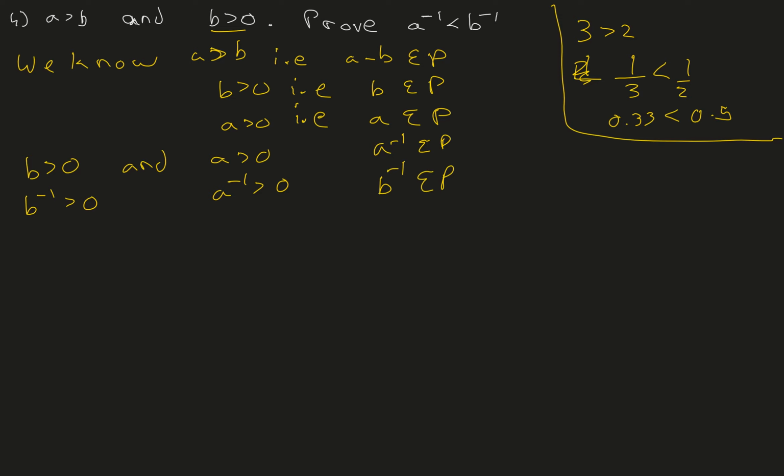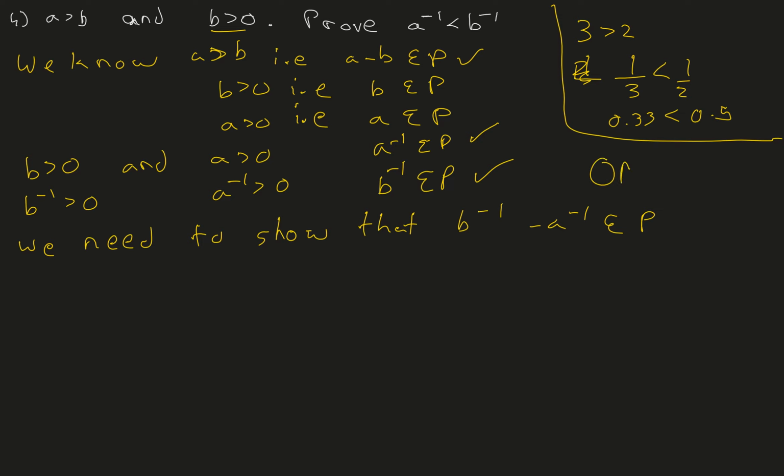So let's see how we can manipulate what we know to show what we want. We need to show that B inverse minus A inverse is in P. So let's see how we can do that. We know A minus B is in P, and we know that A inverse is in P and B inverse is in P. So let's use OM. Since they're all in P, when we multiply all of them together, the element we'll end up with will also be in P. That's what OM guarantees us.